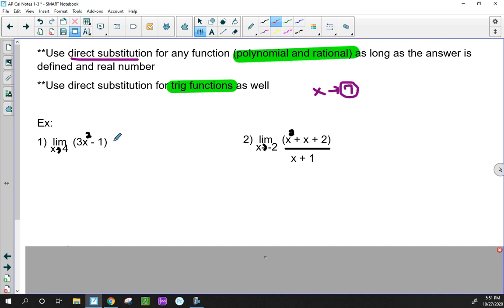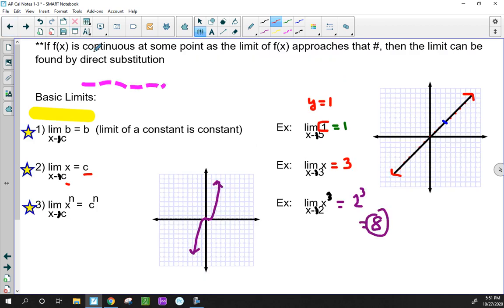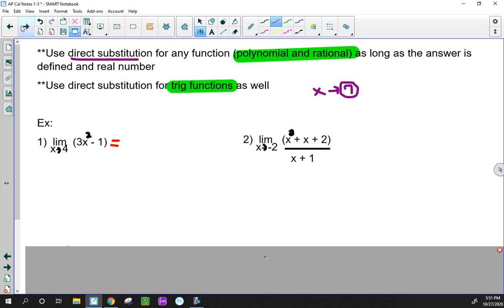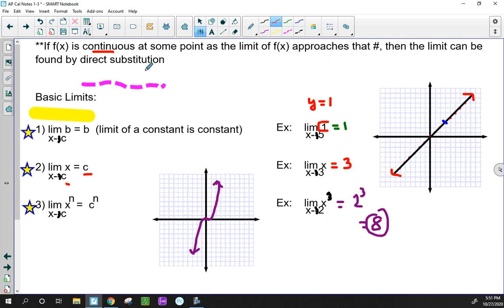And so what I want you to see is that because f of x, this is your f of x, is, let me backtrack, it's continuous at the point as the limit approaches that number. So it's important to remember that. 3x squared minus 1, we know that's a parabola. Okay, we know it has a steepness of 3 and it's shifted down 1. And a parabola doesn't have a hole. So if I substitute 4 in, it's going to give me a solution. There's going to be an answer for it, meaning that it's not undefined. It's definitely going to be defined at that point.